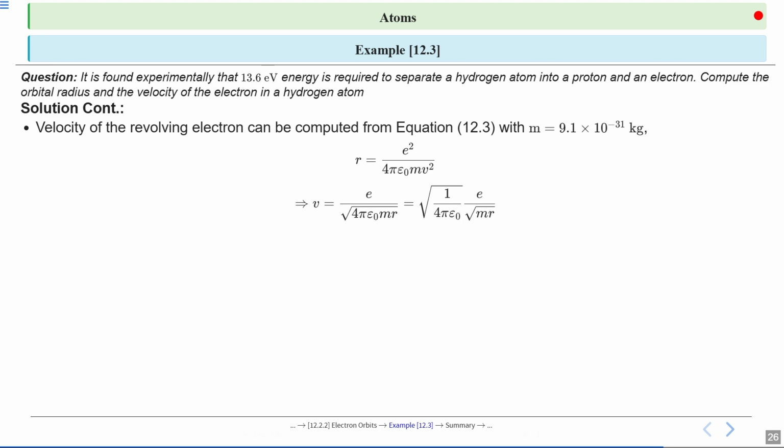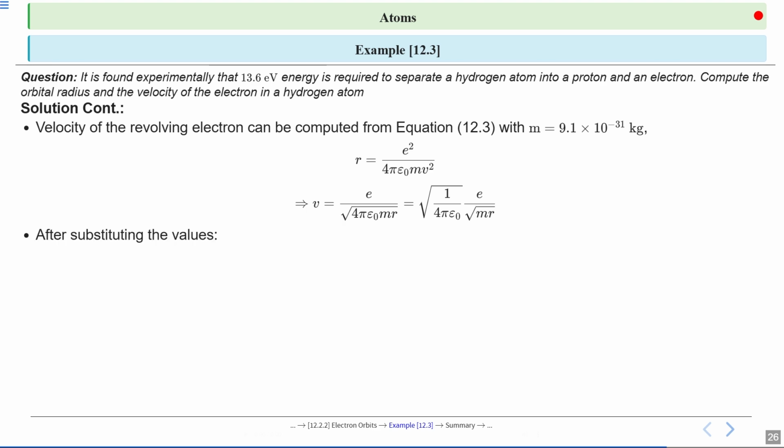We can rearrange this formula to solve for the velocity. So v equals e divided by the square root of 4 pi epsilon naught m r. This shows that the electron speed depends on its charge, and it is finally equal to the square root of 1 by 4 pi epsilon naught, multiplied by e upon the square root of m multiplied by r.